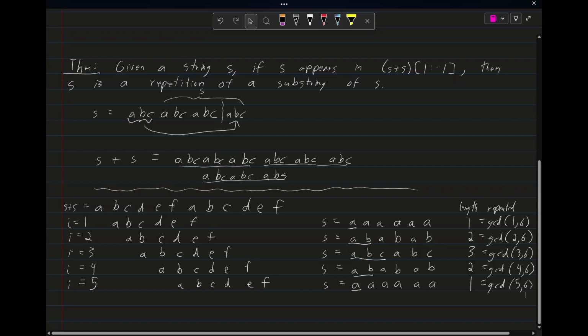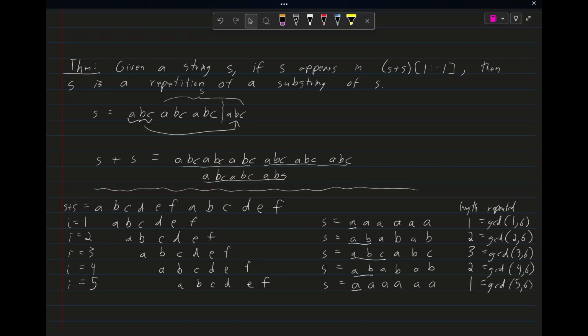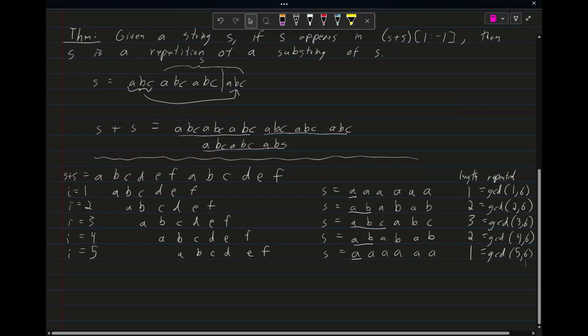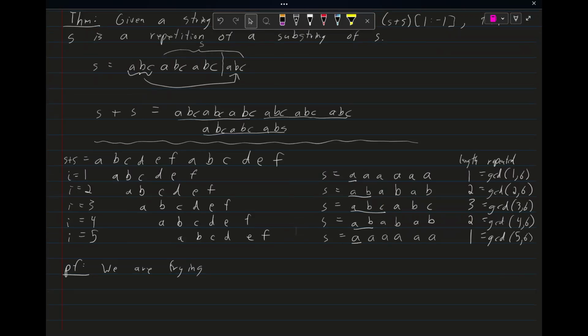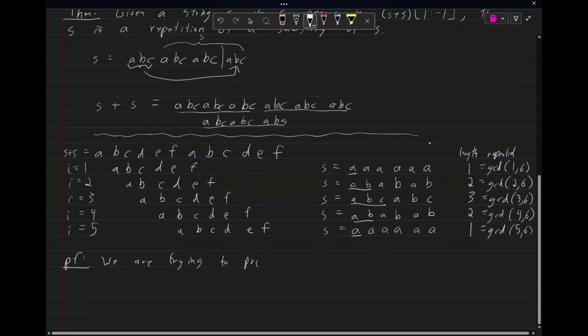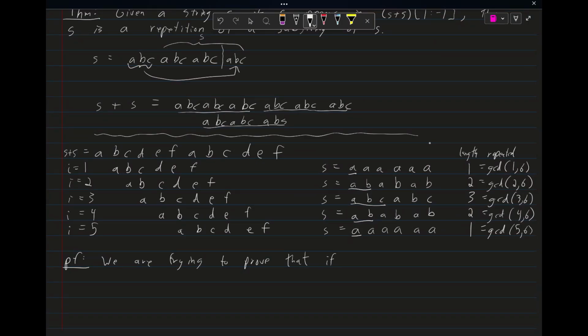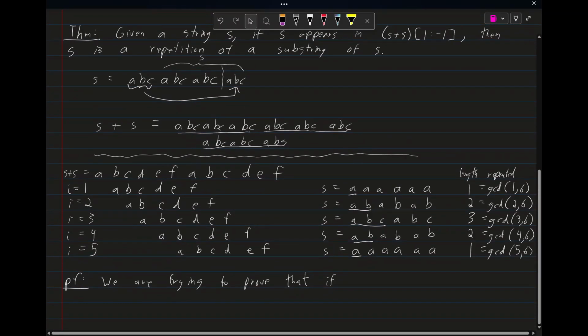And so this turns out to be true, and this can sort of point you in the direction of the proof. Okay, so I've spent a lot of time talking, and I haven't even started the proof yet. So let's start the proof. So we are trying to prove, I think I mentioned that I was going to do this, that if S is a substring of S plus S, indices 1 through minus 1.